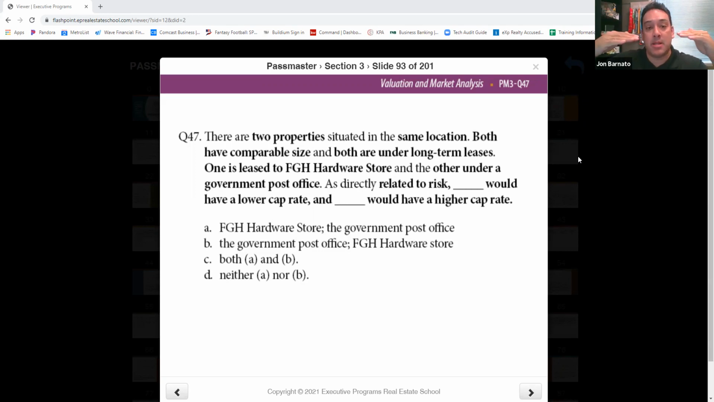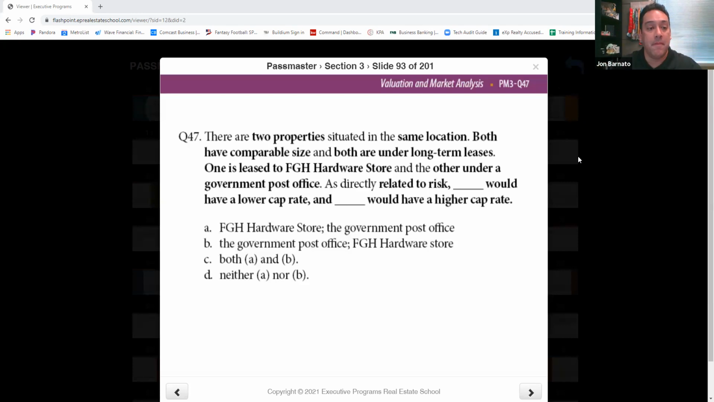How do I make a property that's the same, more attractive to a buyer? I've got to lower its price, right? Whereas with the government one, I could price it at a higher price and give the buyer a lower return because it's super safe. The government's going to pay its bills no matter what, right? Whereas if Home Depot moved in next door, the hardware store is screwed, and now I'm out of a tenant and I have a building that I can't lease, right? That make sense? So understand risk.